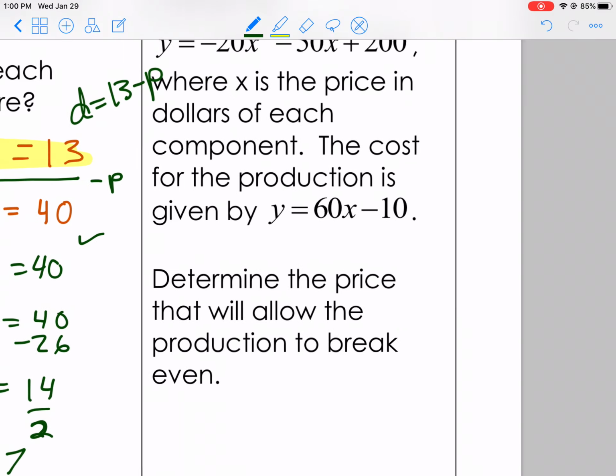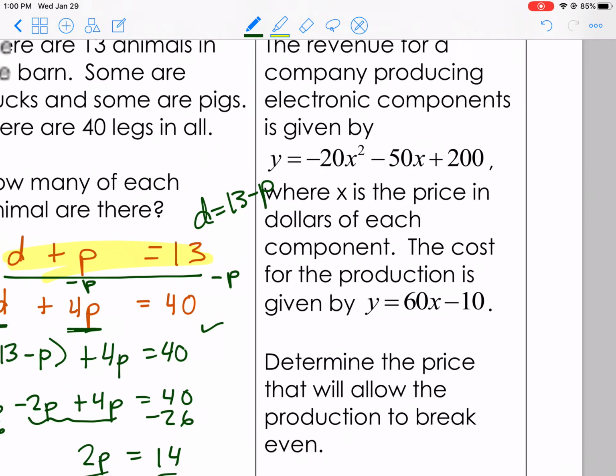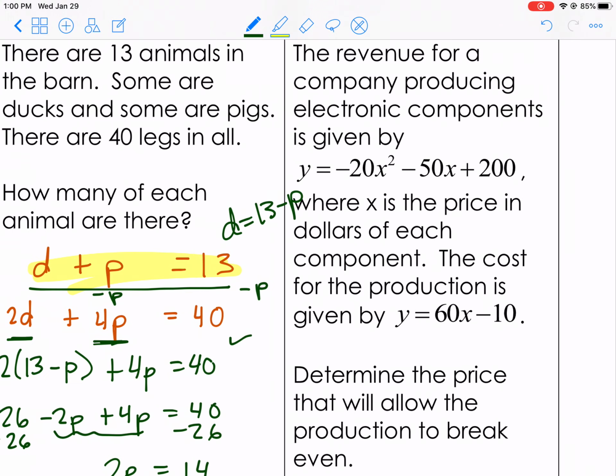Okay. Now we've got this one. It says, the revenue for a company producing electronic components is given by this, where x is the price in dollars of each component. The cost for the production is given by this. Determine the price that will allow the production to break even. Okay, they've provided the equations already. So what we're going to do is solve this system for x.